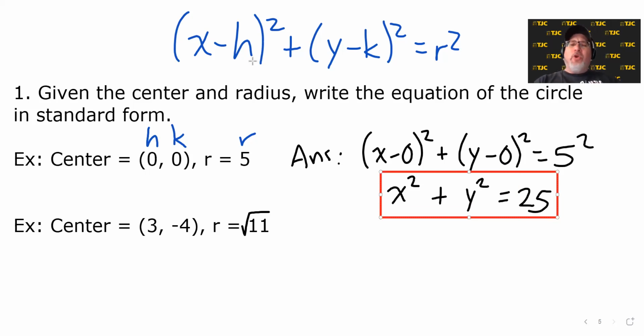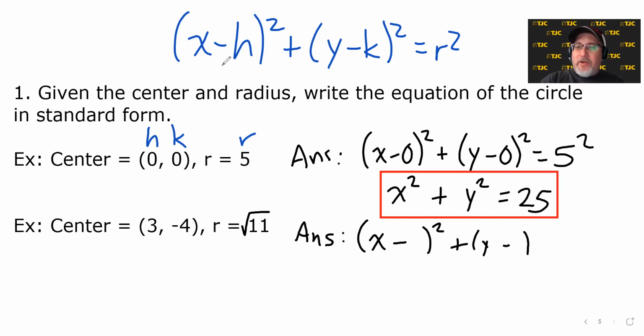What do you think the main issues are in the next one, where the center is 3, -4 and the radius is the square root of 11? It has 2 issues of contention that usually give students trouble. One of them is fairly obvious. The other one's stealthier, but still somewhat obvious. Let's start by setting everything up. (x minus something) squared plus (y minus something) squared is equal to something squared. And label the pieces going in. H is 3, K is -4, R is the square root of 11.